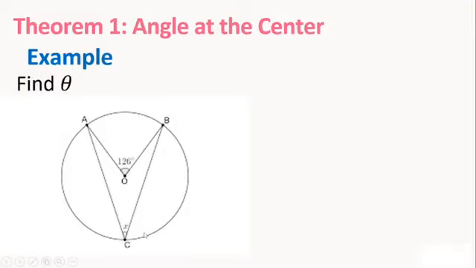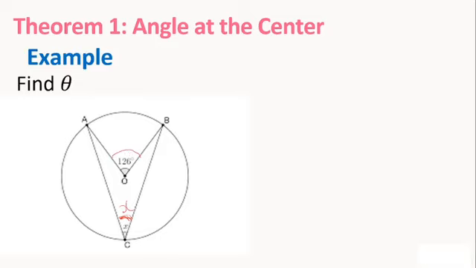So this is the second example where we have been told to find theta. In this case, the theta we are referring to is this angle right here. Here we have an angle X, and here we have an angle which is 126 degrees. The angle that we want to find is the angle on the circumference, and we have been given the angle at the center, which is 126.